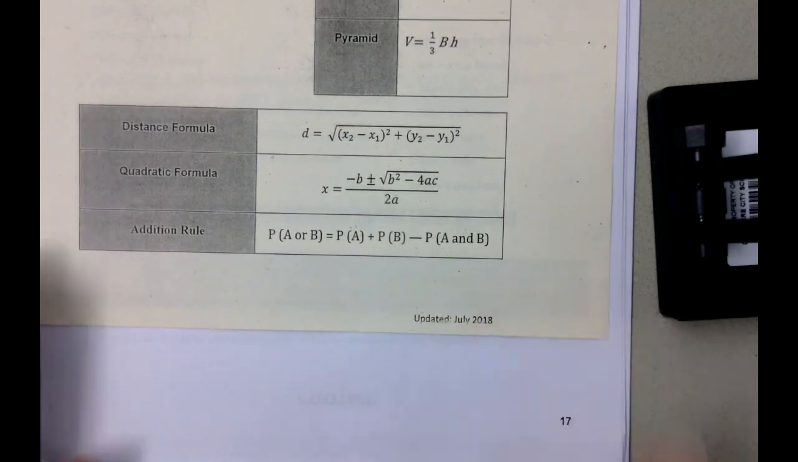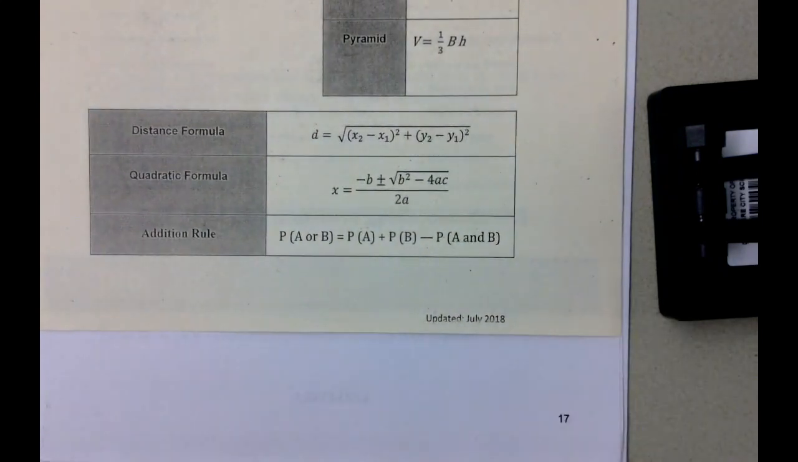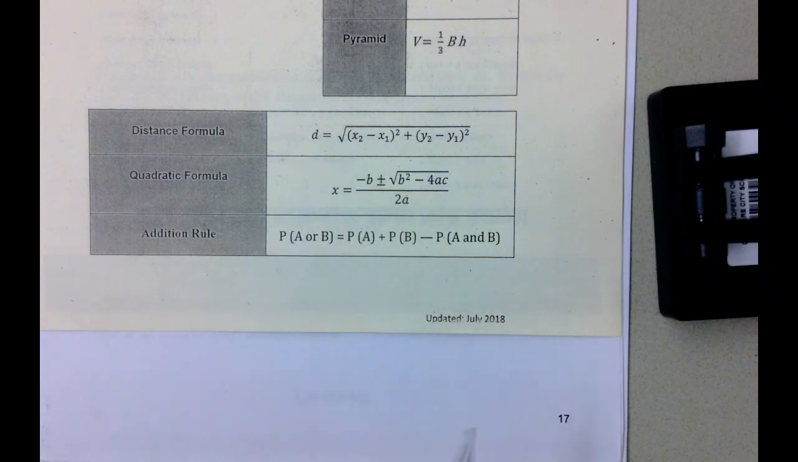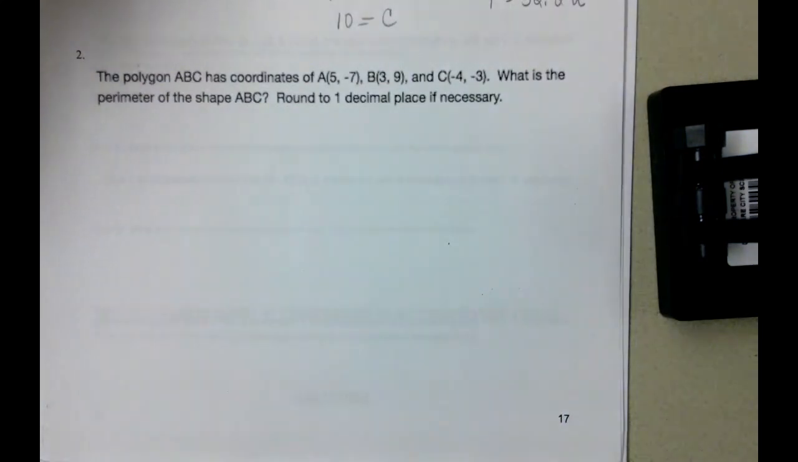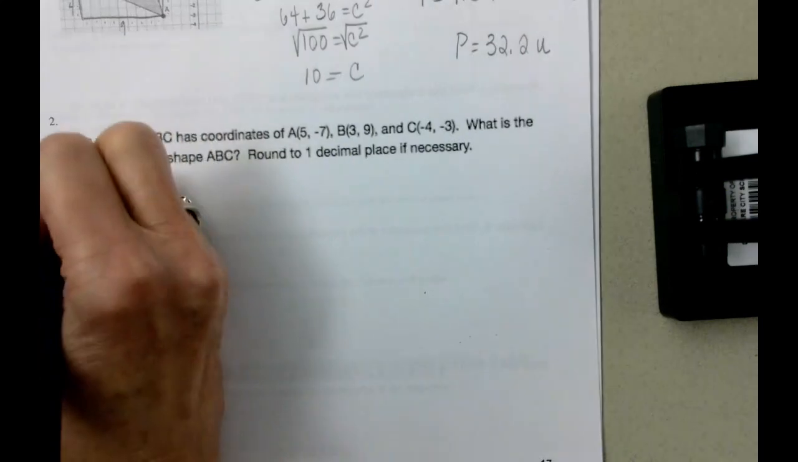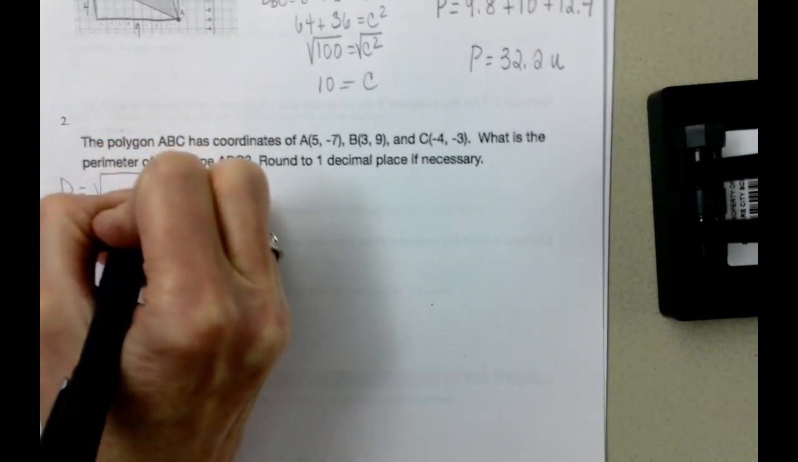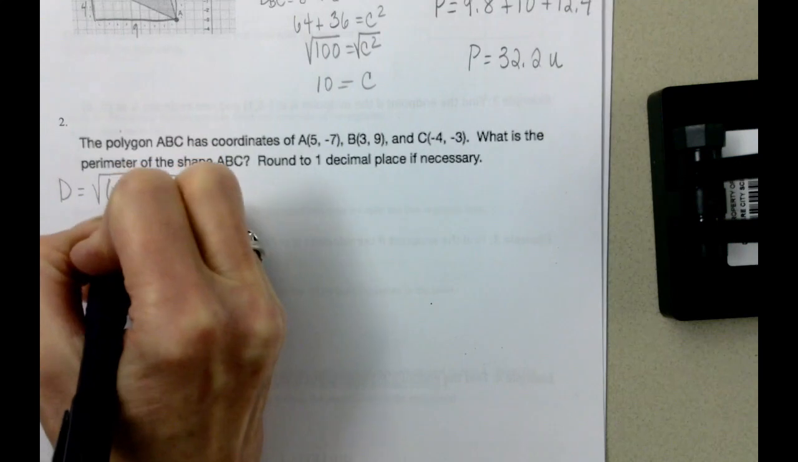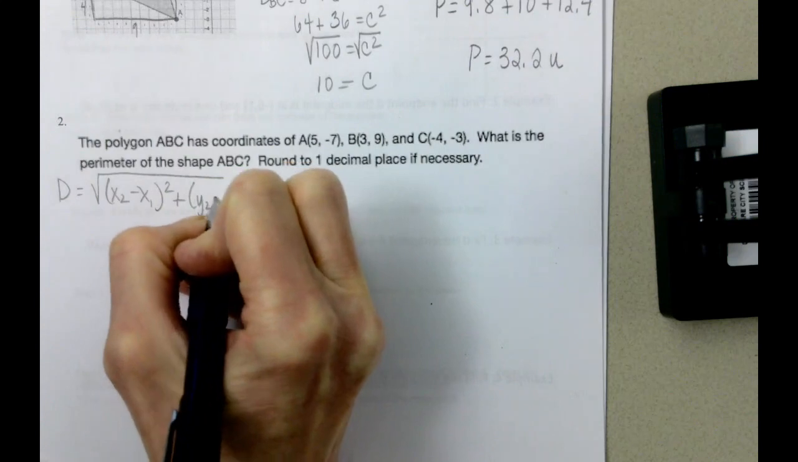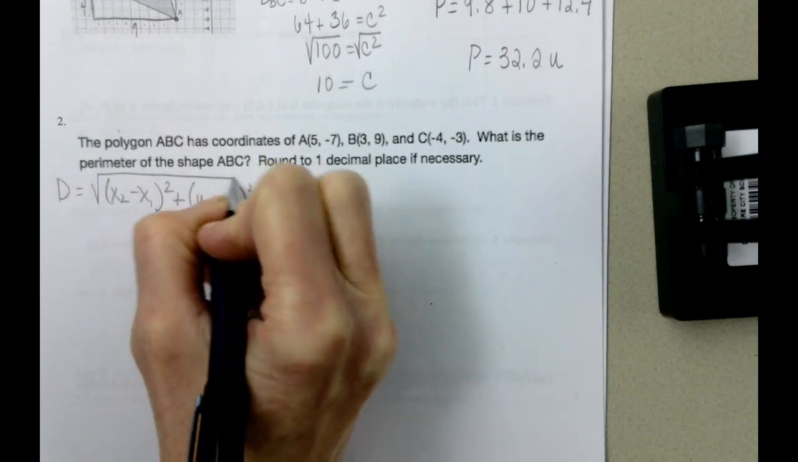But I do want to remind you that on our reference paper that we're going to be provided with on the OST test, we are given the distance formula here, which I'm going to copy down onto our paper, and we can use that and use the same techniques, only the distance formula with these coordinates. So again, our formula is x sub 2 minus x sub 1 squared plus y sub 2 minus y sub 1 squared.